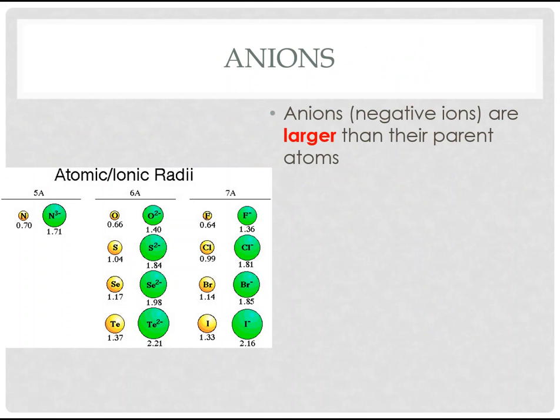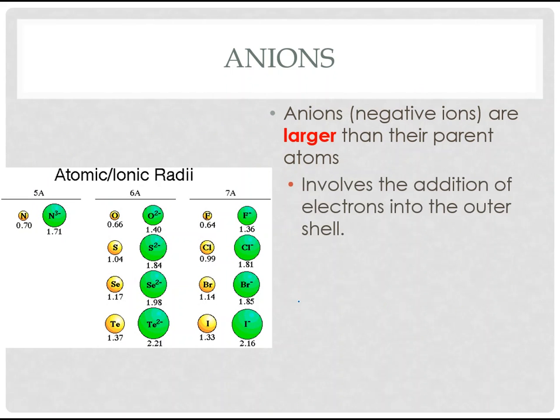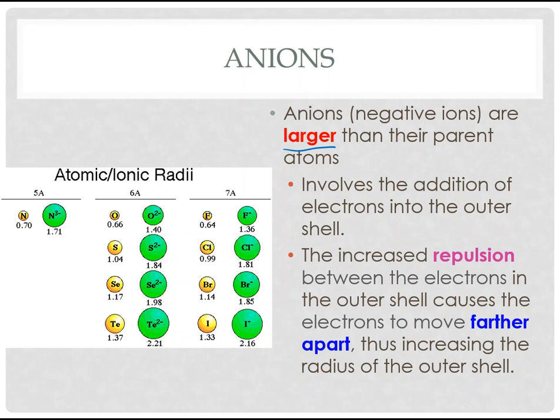Now, anions. How do anions form? What do they do with their electrons? Gain, very good. Okay, so anions, if they're gaining electrons, they should be larger than their parent atom. So that's what we go here, larger. It involves the addition of electrons into the outer shell. You're adding to your cloud.